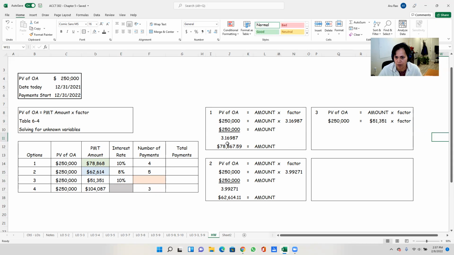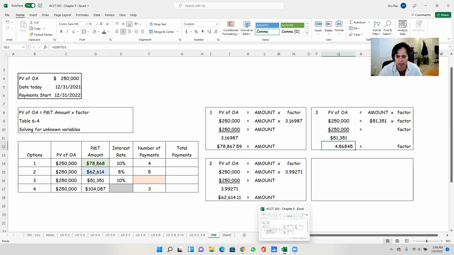So just as I did over here, I'm going to do the same thing and see what I come up with for the factor. So 250,000 divided by the payment gives me the factor. The factor is 4.86845. Okay. Well, if you tell someone a factor, it makes no sense. What we need to know is the amount. So now what I do know is the interest rate is 10%. I know the factor. What I don't know is the number of payments. So here's what we do. Again, keep a note of this number, 4.86845. We go to the table.